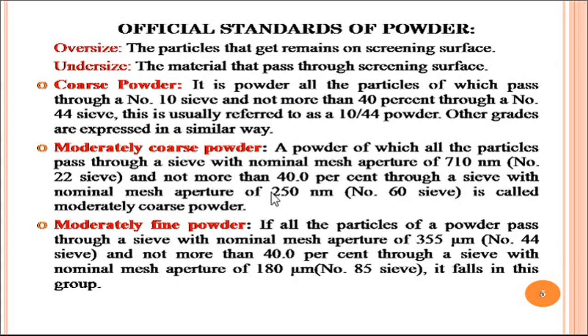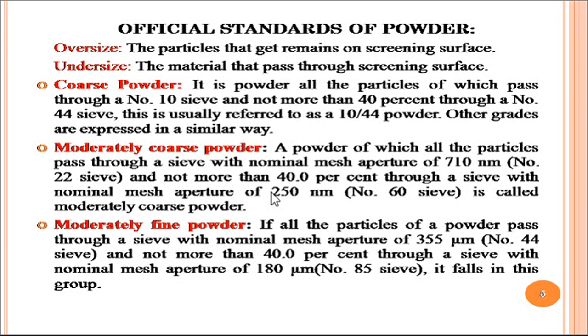Now, what are the official standards of powder? According to that table, we are going to define the different categories of the powder, and every student should understand the type of definition of each and every powder according to their aperture size of the sieve or sieve number. And it is better to understand the sieve number with respect to their size, with respect to their powder fineness.